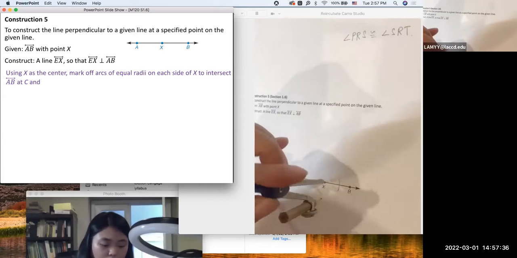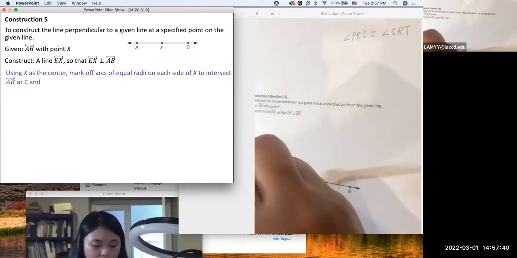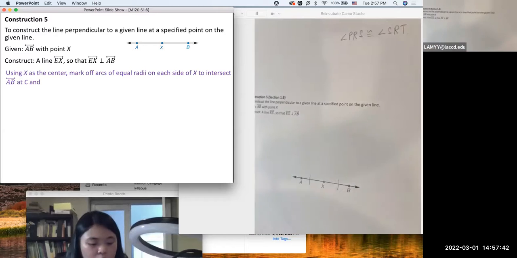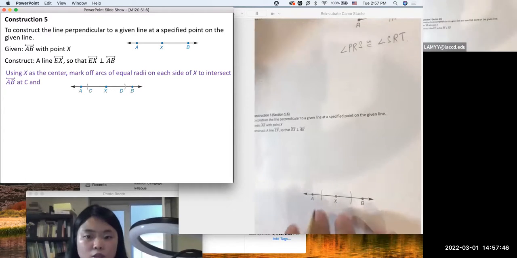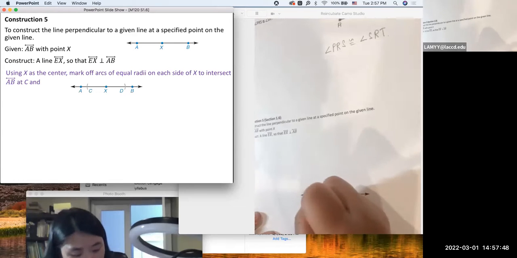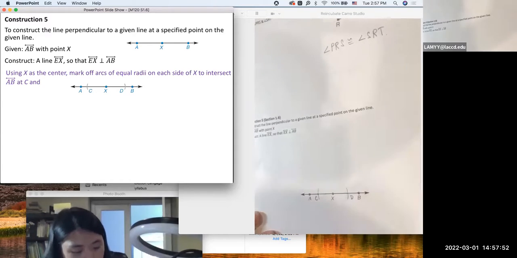Use the same radius to get here. Okay, and then I have this C and D. So this is gonna be my C. This is gonna be my D here.